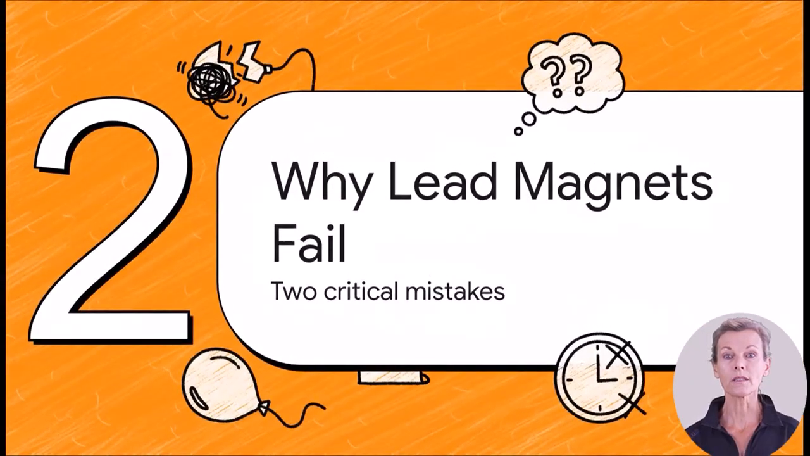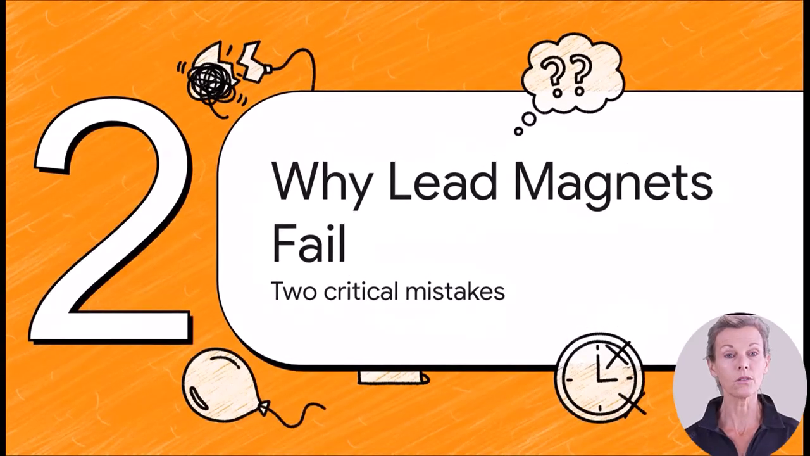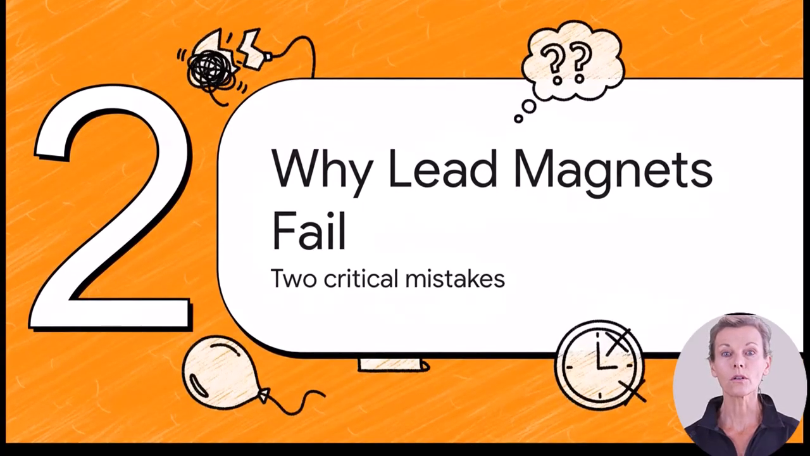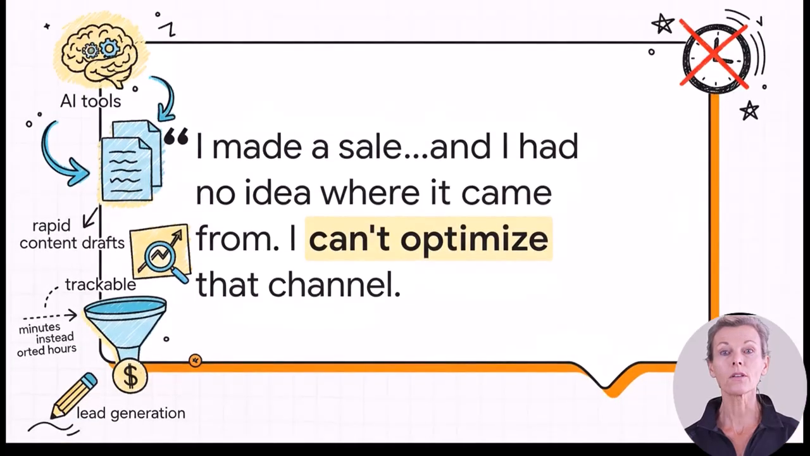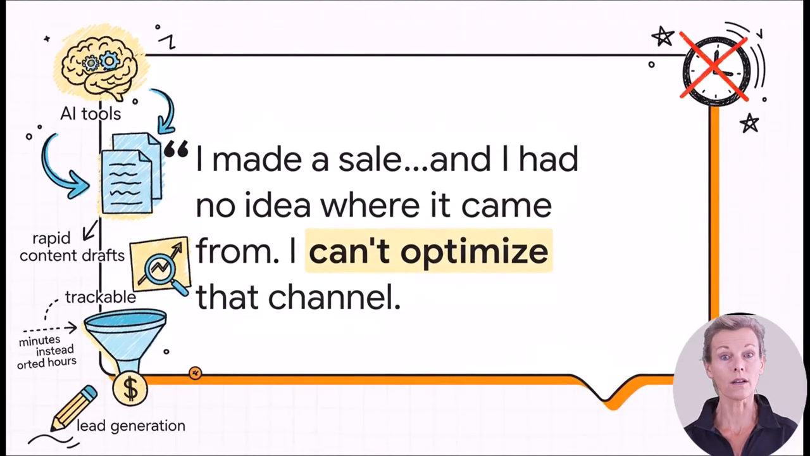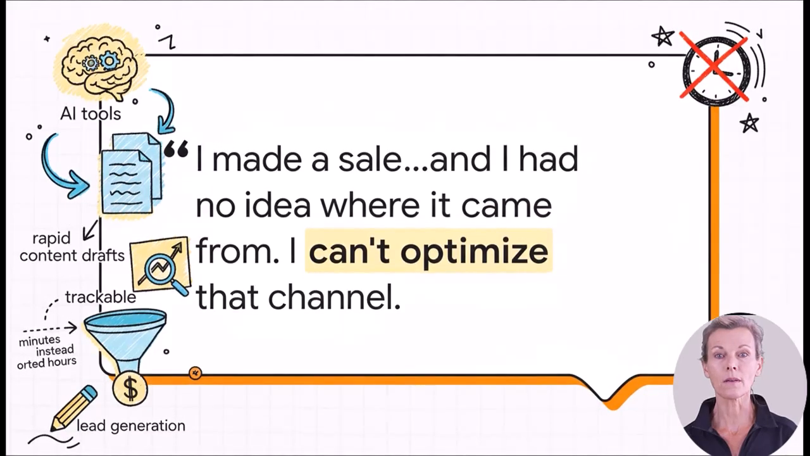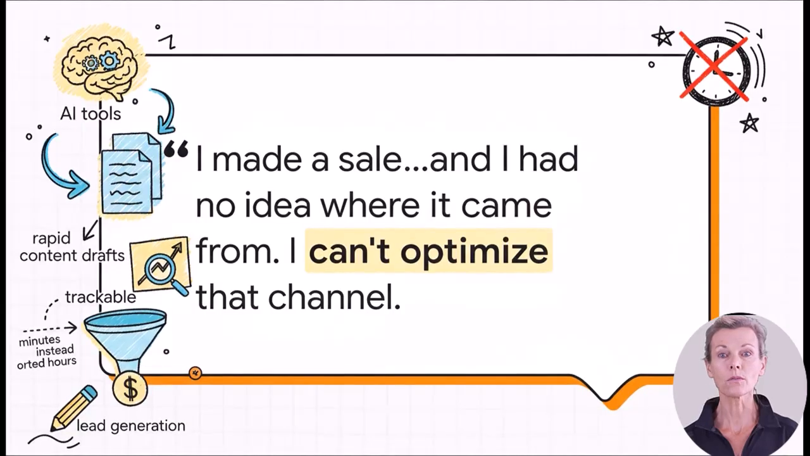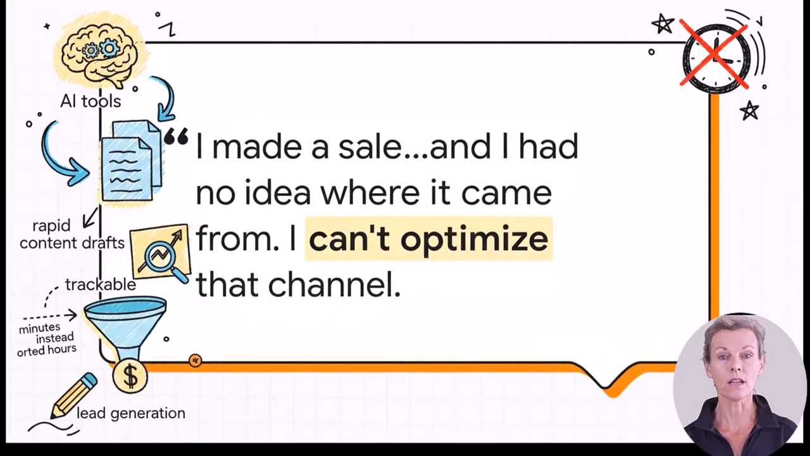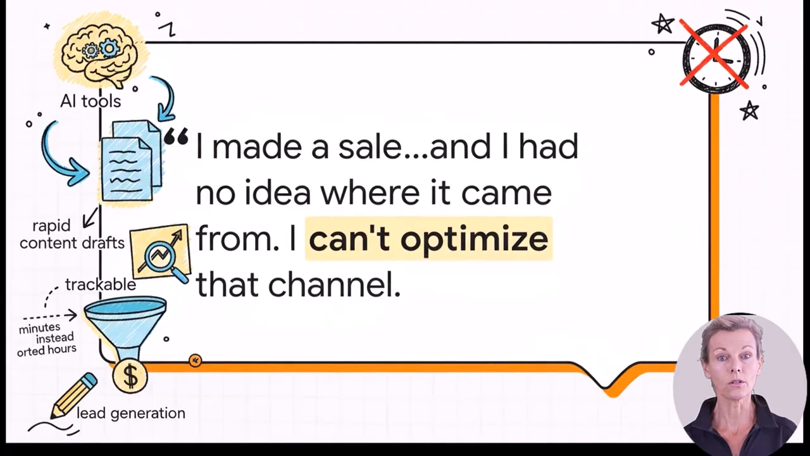So let's get into it. Why do so many of these well-meaning efforts just fall flat? Well, it usually boils down to two critical and totally avoidable failures. Okay, failure number one is a total lack of tracking. And this quote, wow, it just says it all, doesn't it? Imagine making a sale and having zero idea how it happened. If you don't have trackable links for your lead magnets, you are basically flying blind. You can't improve what's working because you don't even know what's working.